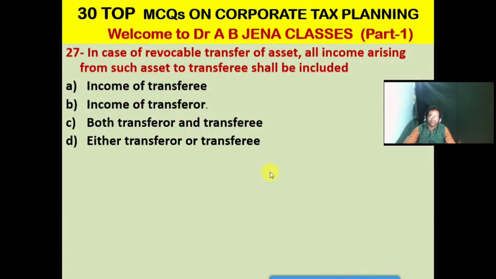So next one MCQ. In case of revocable transfer of assets, all income arising from such asset to transferee shall be included in what? A, income of a transferee. B, it's income of a transferor. C, it's both transferor and transferee. D, it's either transferor or a transferee. Friends, B is the right option for this MCQ. In the case of a revocable transfer of asset, all income arising from such asset to transferee shall be included in the income of the transferor.